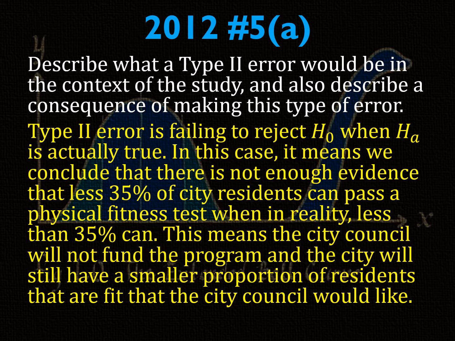So what this means is the council will not fund the program, even though they probably should, because the smaller proportion of residents are actually fit compared to what the city council would like. So that's a type 2 error. It's a false negative. You think that things are fine when it turns out they're really not.